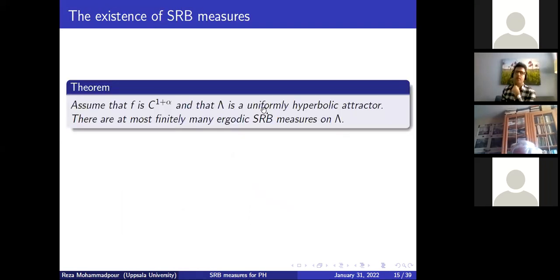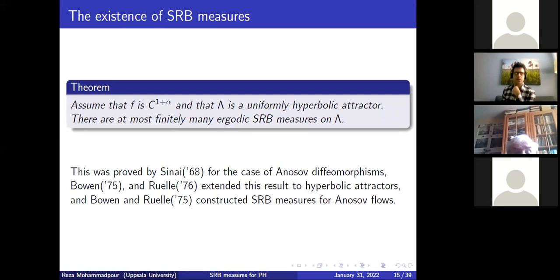Assume that F is a C^{1+alpha} diffeomorphism and Lambda is a uniformly hyperbolic attractor. There are at most finitely many ergodic SRB measures on the attractor. This result was proved by Sinai for the case of Anosov diffeomorphisms. Bowen and Ruelle extended the result to hyperbolic attractors, and Bowen and Ruelle constructed SRB measures for Anosov. I will explain some ideas of how they prove the existence of the SRB measure in the following.